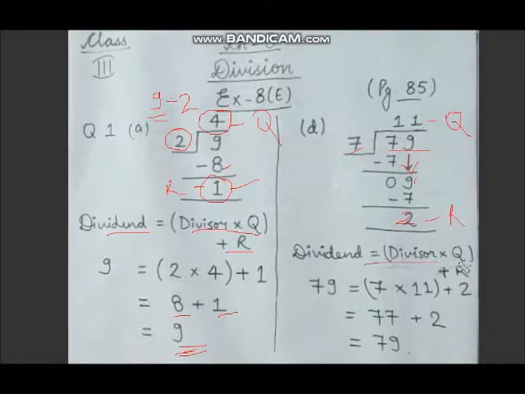Again we will check our answer. So first we will multiply this divisor and quotient. So 7 into 11 is 77 and then we will add this leftover number, that is 2. So 77 plus 2 is 79, which is equal to the dividend over here.